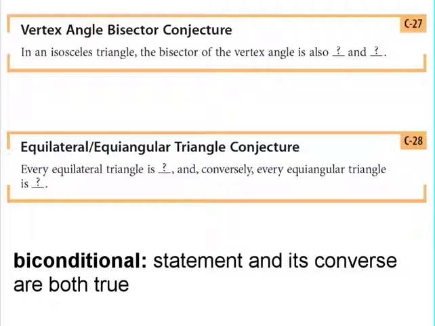Okay, in an isosceles triangle, the bisector of the vertex angle is also the median and the altitude. Okay? So in an isosceles triangle, the bisector of the vertex angle is also the altitude and the median to the base.